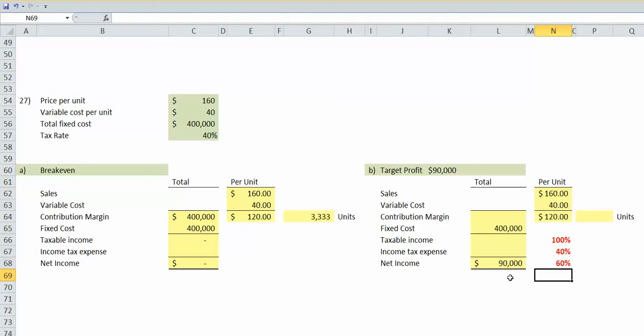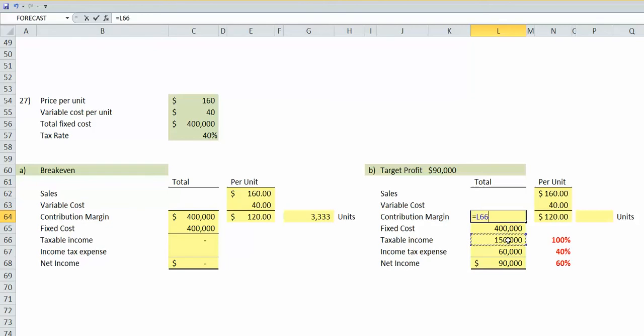This means that if we want to have $90,000 in net income, our taxable income will have to be $90,000 divided by 60%, or $150,000. We can check this by taking our 40% tax rate and multiplying it by our required taxable income. So if we need taxable income of $150,000, our fixed costs are $400,000.